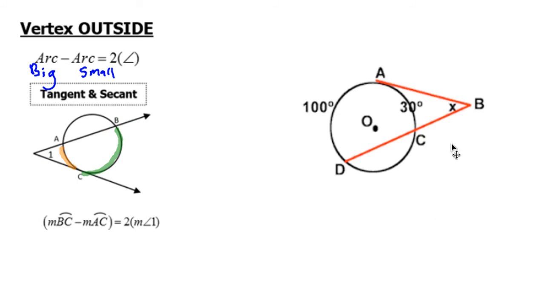So here, when we're looking at this figure, we have the angle, and then it's catching this arc, and the smaller arc that it catches is here. So when we set that up, again, it's just arc minus arc equals 2 times the angle. So we have 100 minus 30 equals 2 times x. Again, just simplify and solve for x. So x equals 35 in this example here.